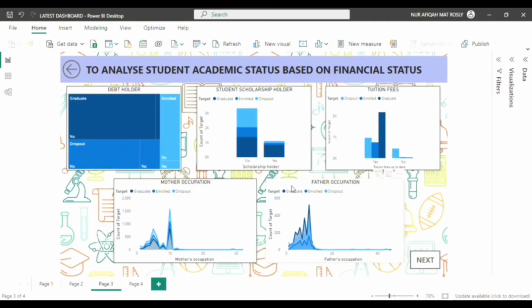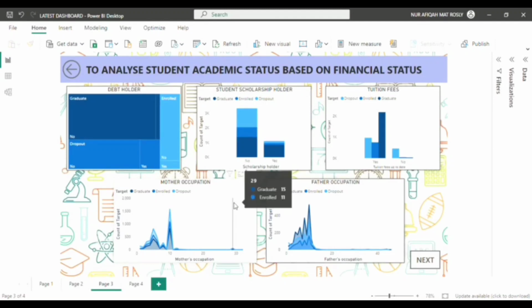The type of mother and father occupation also affects the academic status because there are a few parents who are unable to give money to their children, which causes them to be unable to continue learning.